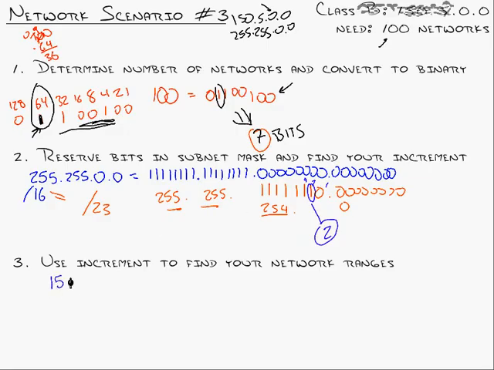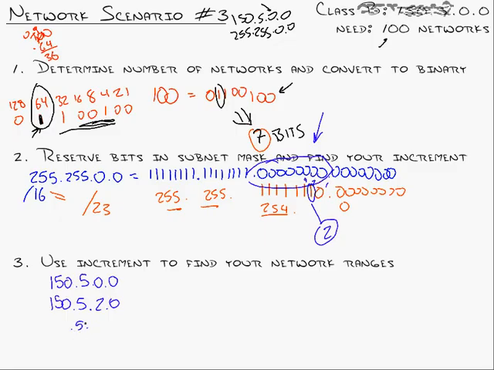Just like the previous example, we're going to write 150.5.0.0. That's the network that we started with, and now we just start adding our increment. But before I do, I've got to ask the question, what octet is the increment in? The third, right? This octet right here is where our increment is at. Before, when we were doing the Class C example, our increment was over here, and that's why we added the number to our fourth octet. But since now our increment's in our third octet, that's where our addition takes place.